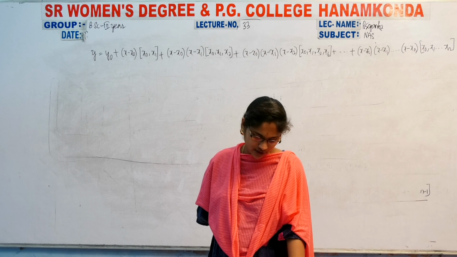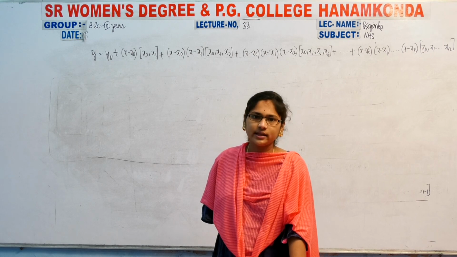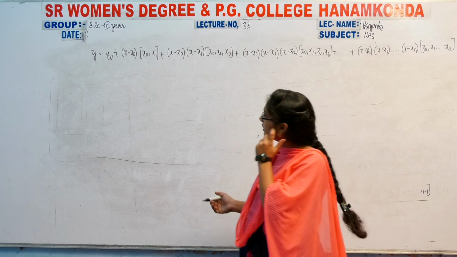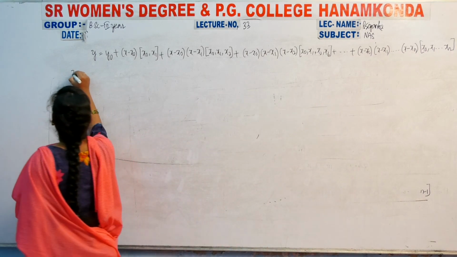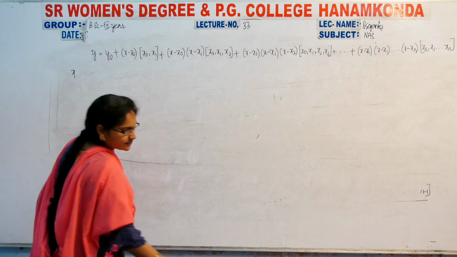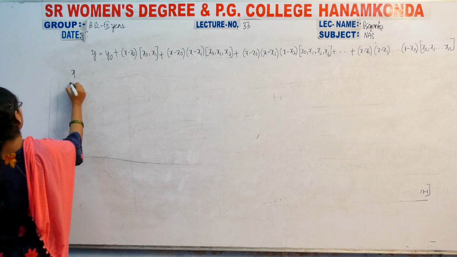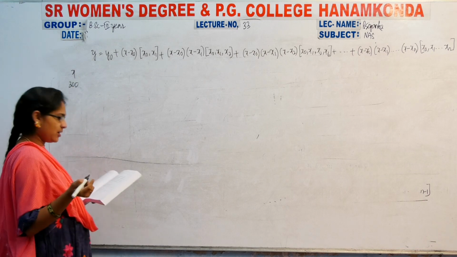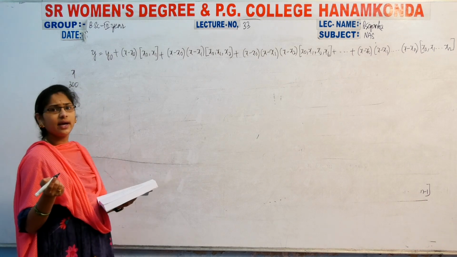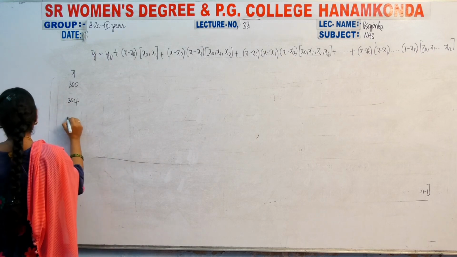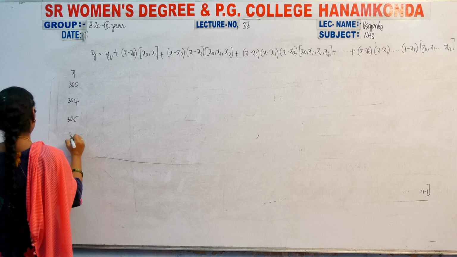Newton's divided difference formula by taking the given table. So here they gave the table, the x values are given. Find the value at x equal to 301.